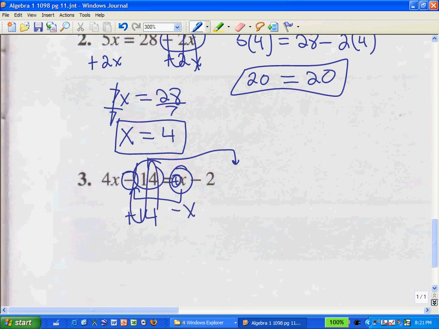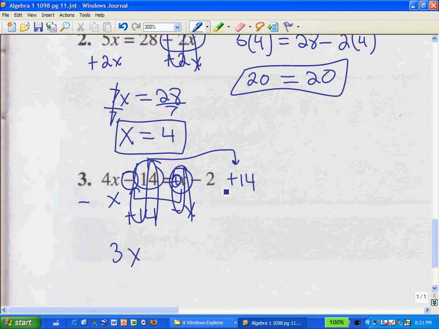So this equals 0. This equals 0, but what I do to one side, I have to do to the other. Since I added 14 to this side, I'm going to have to add 14 to this side. Since I subtracted an x here, I'm going to have to subtract an x here. And what I get is 4x minus x is 3x, and minus 2 plus 14 is 12.